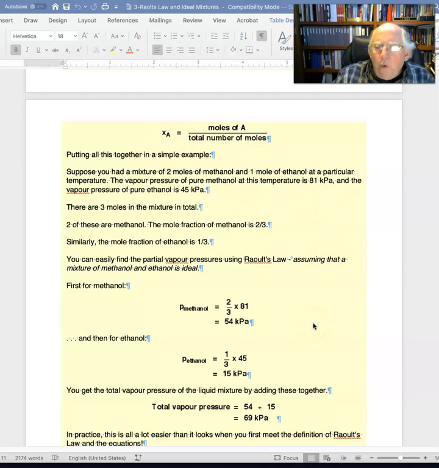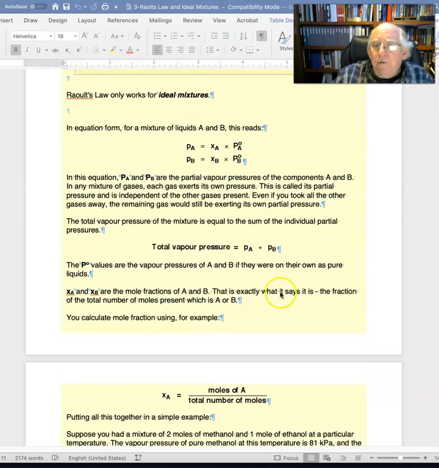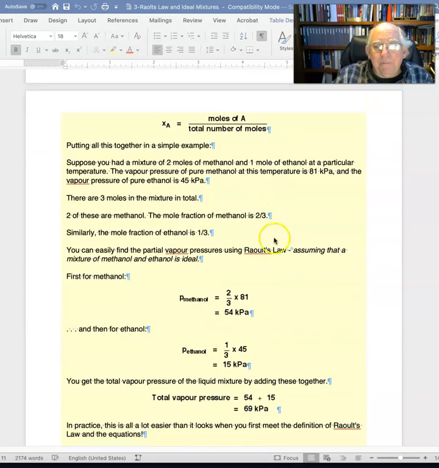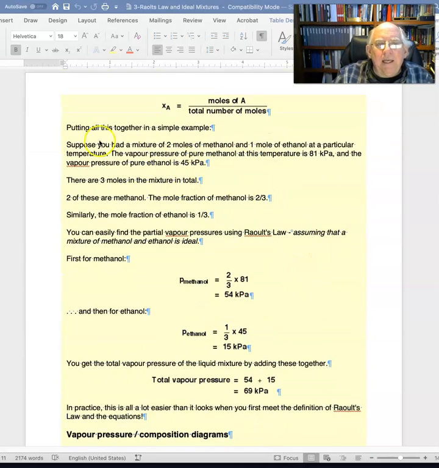So let's look at a really quick example. Let's suppose that you have 2 moles of methanol and 1 mole of ethanol at a particular temperature. And let's assume that the vapor pressure of pure methanol is 81 and the vapor pressure of pure ethanol is 45. They're giving you these 2 values as if they were all by themselves at that particular temperature. And so in this case, you have this mixture of 2 to 1.